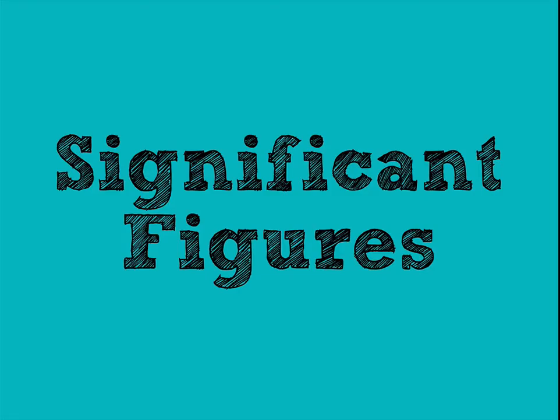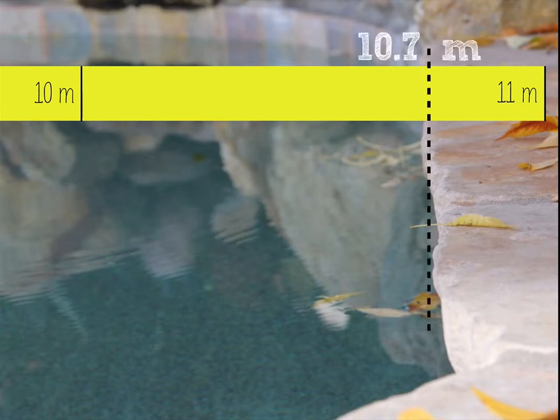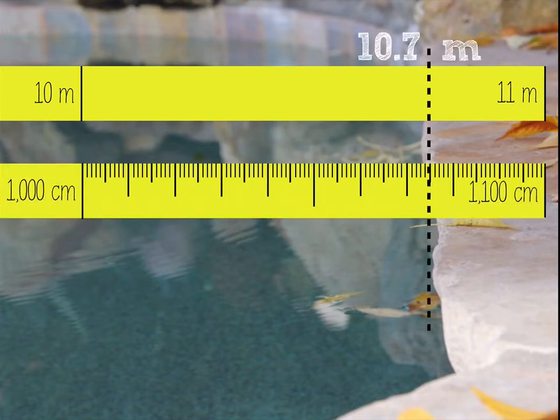Instruments that measure with more vague increments are said to have fewer significant figures than instruments with more specific increments. For example, if we measure the length of the pool, we know how many meters there are, 10, plus an estimated digit, 7. We have 3 significant figures. If I measure in centimeters, I have the number of centimeters, 1,074, plus an estimated digit, 0.6. In this case, there are 5 significant figures.